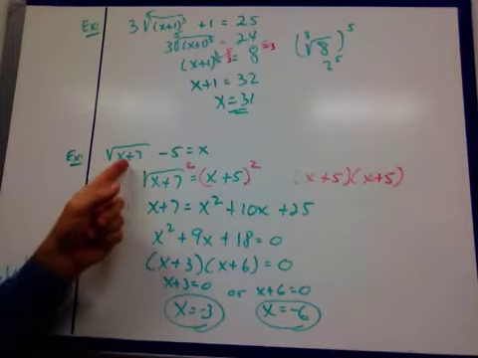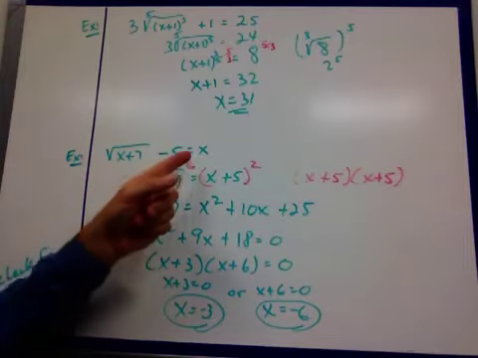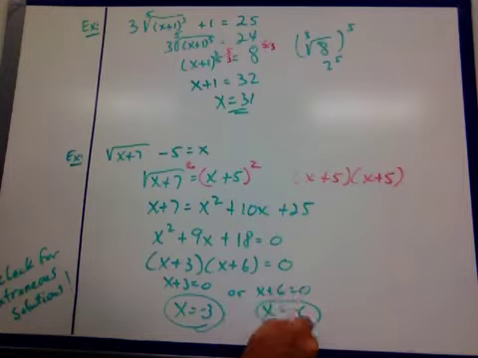Plug in a negative 6 here. You get the square root. Negative 6 plus 7 is 1. The square root of 1 is 1. 1 minus 5 is negative 4. It's not negative 6. So this is an extraneous solution.